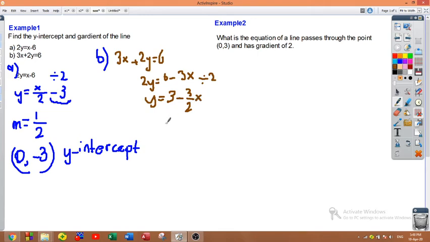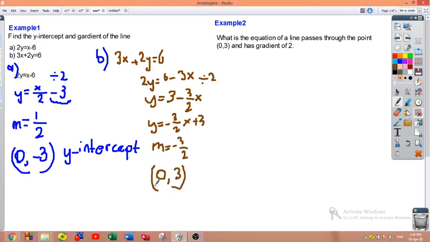If I write it in standard form, it will be y is equal to minus 3 over 2 x plus 3. From here m, the gradient, will be minus 3 over 2, and the y-intercept will be (0, 3). With this I found the y-intercept and gradient of the line.